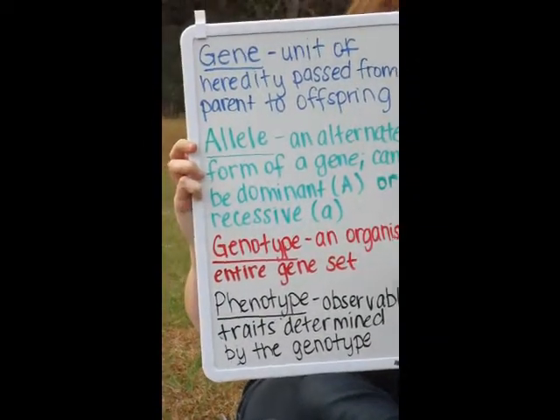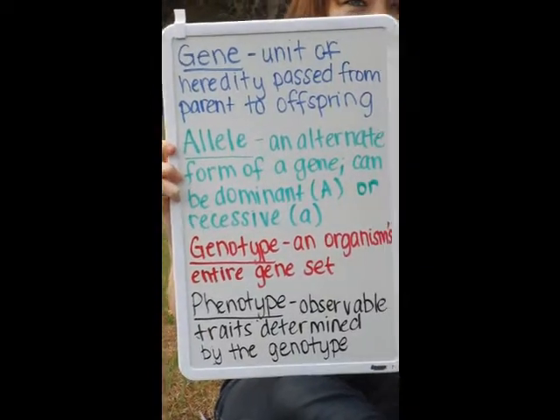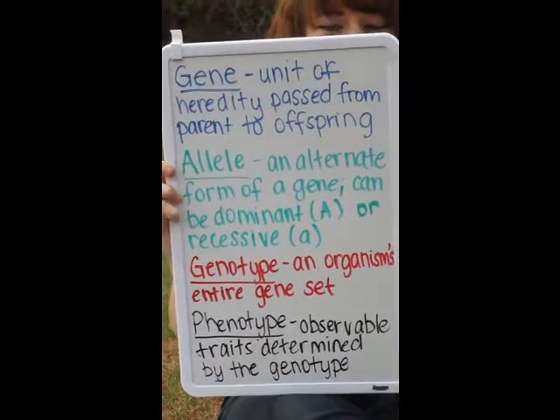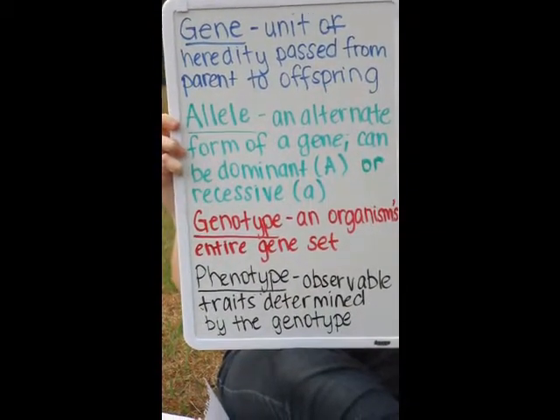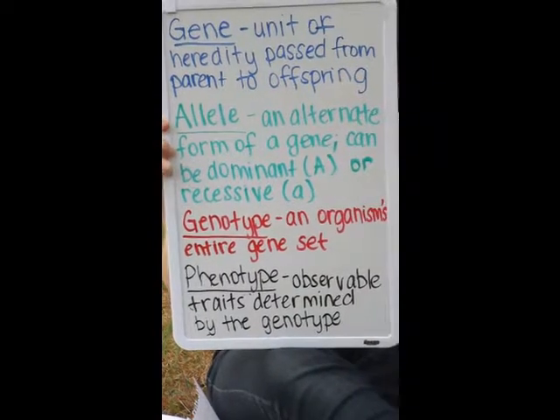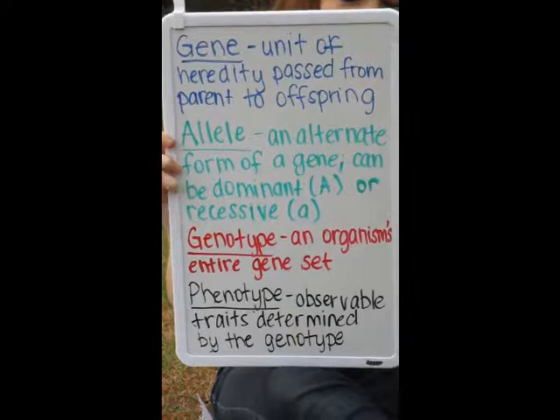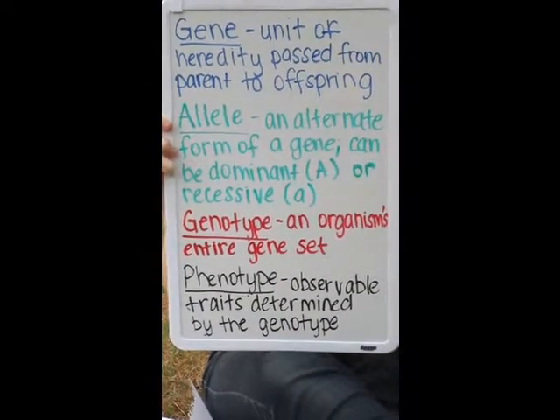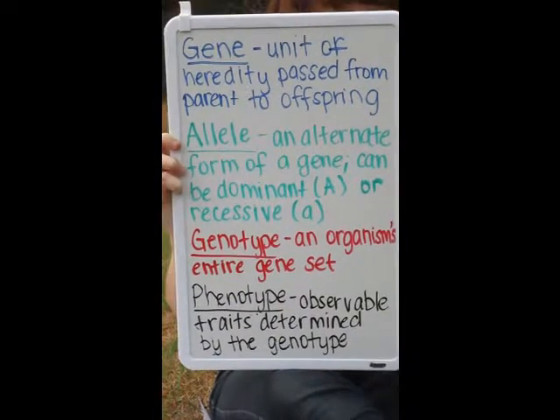Okay, these are some important definitions that will help you in understanding some of the concepts that we're going to be talking about today in genetics. One is a gene, and a gene is a unit of heredity that's passed from a parent to the offspring, and this unit contains information on the characteristics that the offspring will possess. An allele is an alternative form of the gene that's located in a specific area of a chromosome. An allele can be either dominant or recessive.